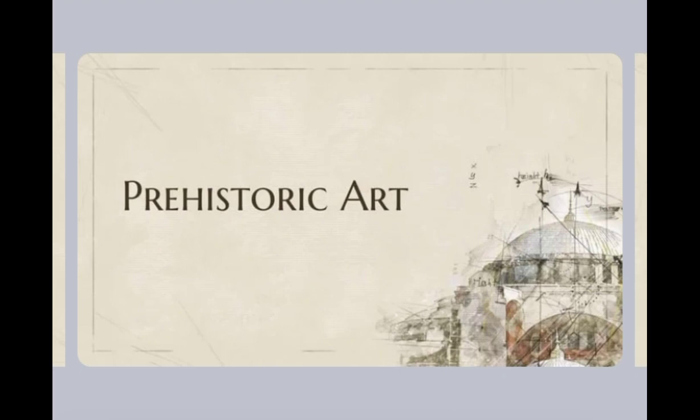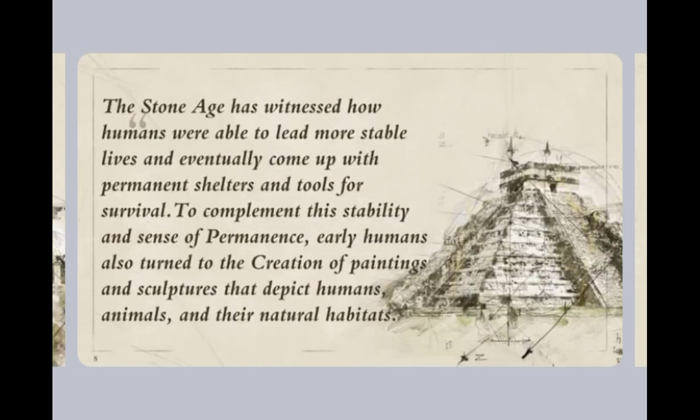Next is the prehistoric art. The Stone Age has witnessed how humans were able to lead more stable lives and eventually come up with a permanent shelter and tools for survival. To complement this stability and sense of permanence, early humans also turned to the creation of paintings and sculptures that depict humans, animals, and their natural habitats.